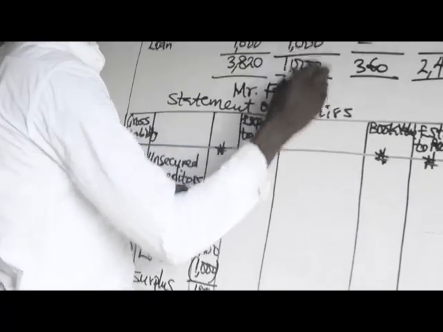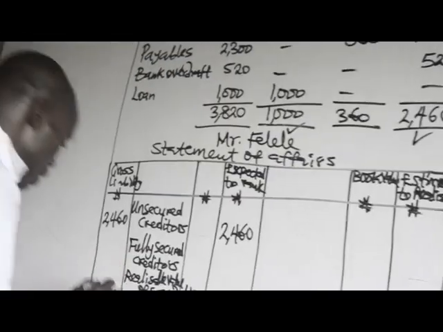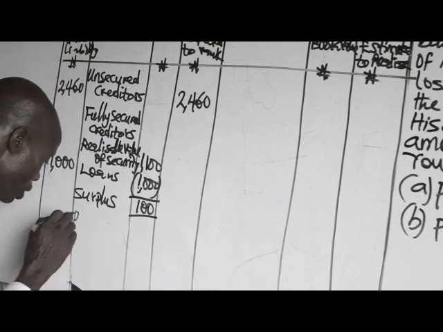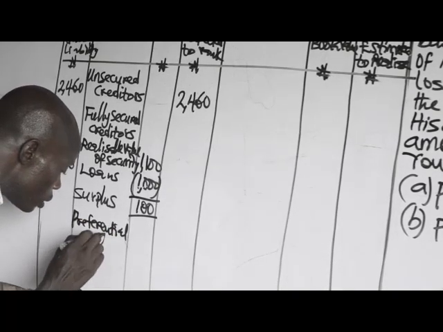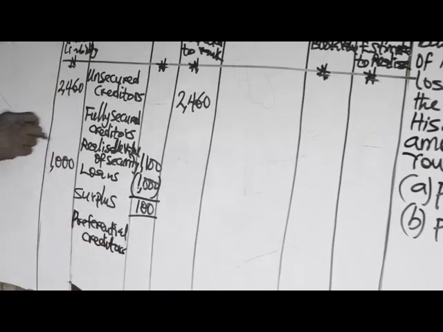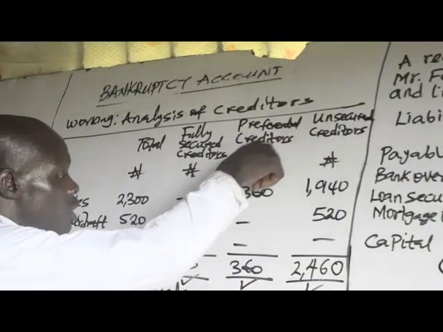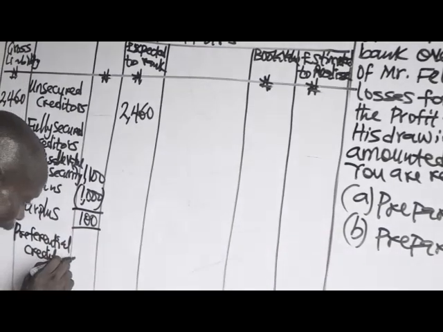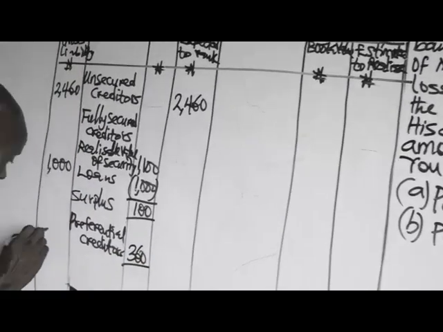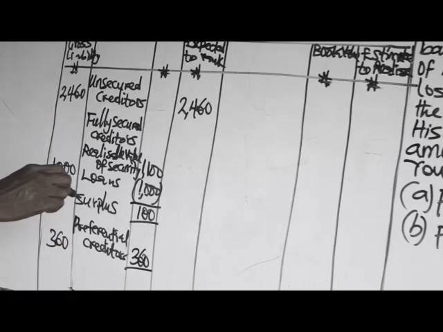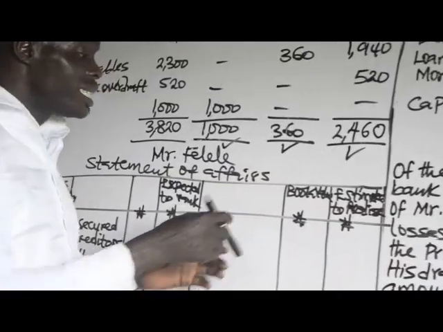We've considered fully secured and unsecured creditors. Then the next one is preferential creditors. The preferential creditors amounted to 360. You only state it here. You don't need to rank it with unsecured creditors. So you also put it under gross liability. Then, having considered all the liabilities, the next thing is the asset.